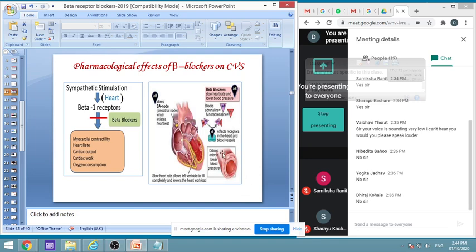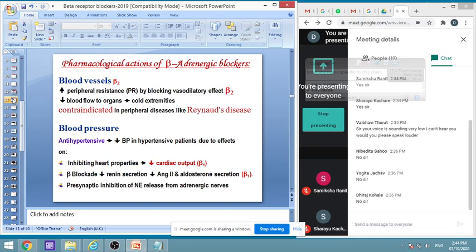Then there can be dilation of arteries, and it causes effects on various aspects of the heart. So, these are the effects which we have seen. What will the blocker do with the beta blocker? If it is having action on beta 2, then it can cause an increase in the peripheral resistance, because beta 2 is vasodilatory in nature, and because of that it can cause a decrease in the blood flow to organs, and because of that they are contraindicated in peripheral diseases like Raynaud disease.